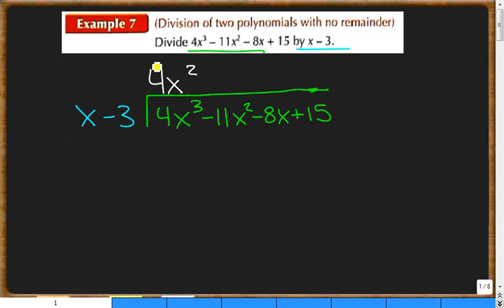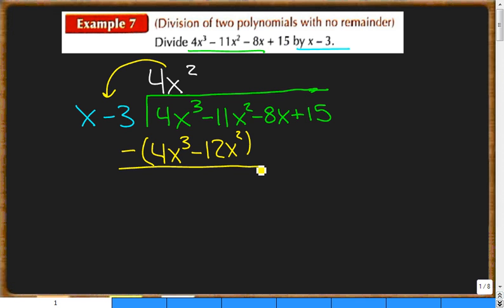We then take our 4x squared, we multiply it by this, and that will go right below. Now the reason why I'm just having space for 2 is because a single term times a binomial is going to make a binomial. So write this in. So 4x squared times x makes 4x cubed. And 4x squared times negative 3 makes negative 12x squared.